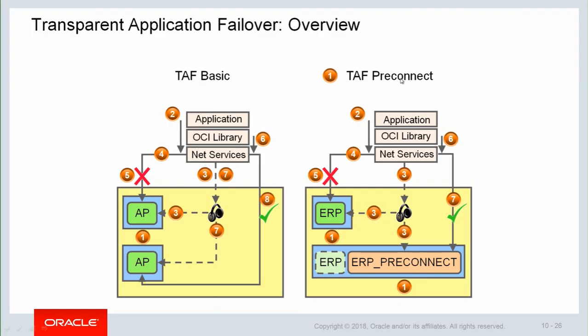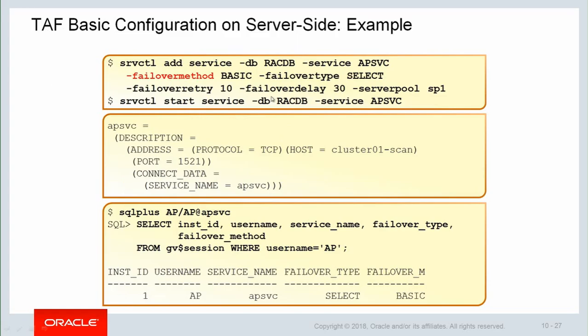TAF basic and TAF pre-connect for OCI and for the Oracle Net Service connection can leverage TAF and also the basic and pre-connect method. This is an example of a TAF basic configuration on the server side. When you create a service, you can enable TAF, in this case, the basic method. And you can also fail over select statements. And this includes a session failover as well.